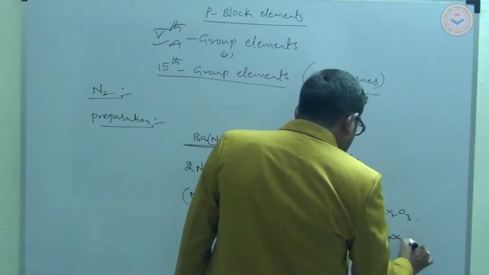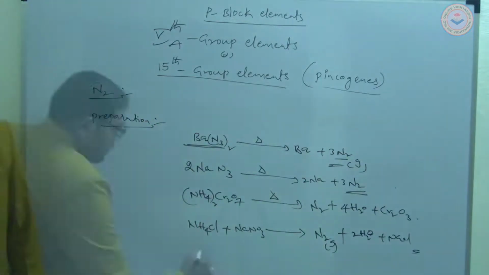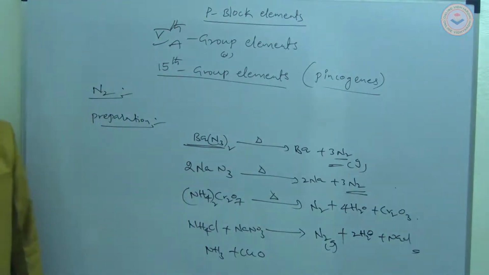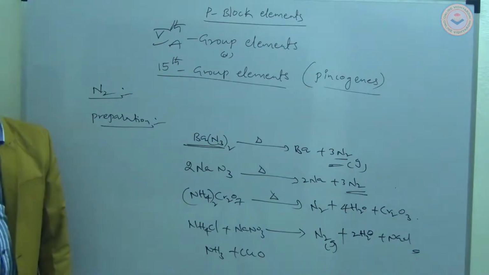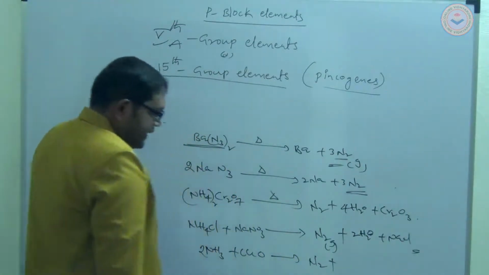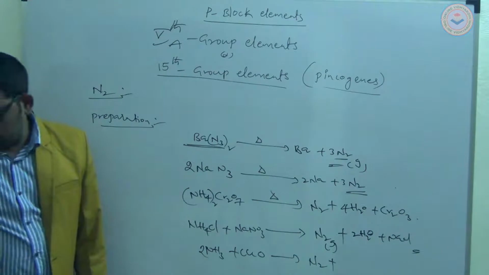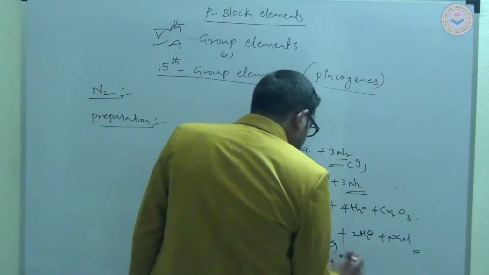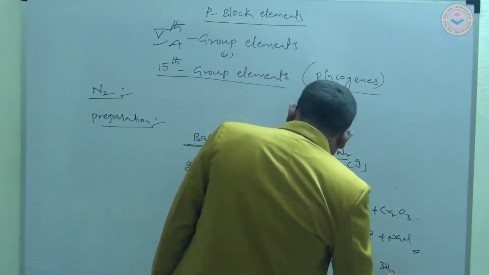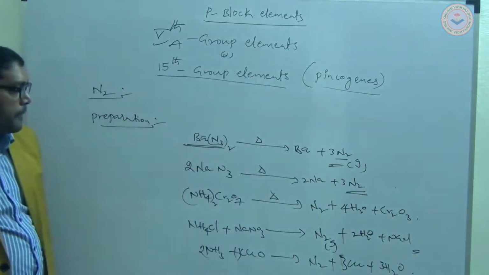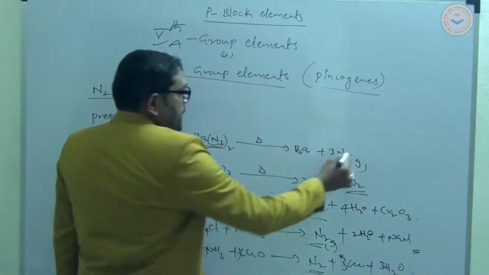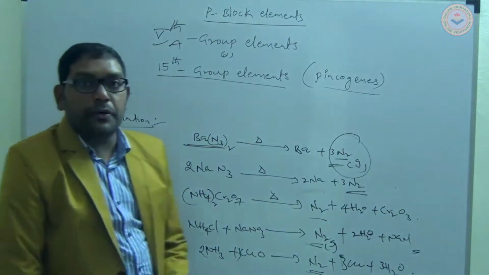These are the preparation methods. Even the reaction of ammonia with cuprous oxide releases nitrogen gas plus 3 moles of copper plus 3 moles of H2O. These are the preparation methods for dinitrogen. It gives a 100% pure form of nitrogen gas.